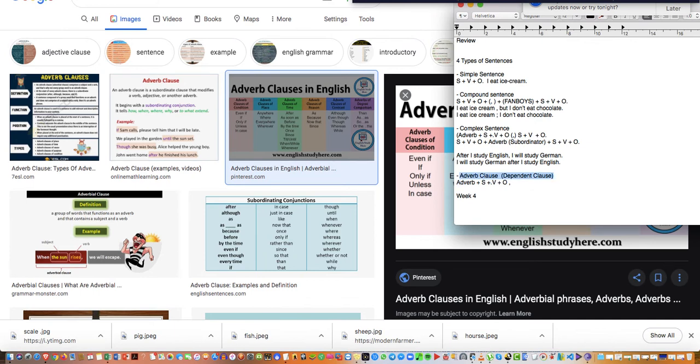The other name, which is the normal name that people use, is dependent clause. A dependent clause is a clause that cannot stand alone. When you say after I study English, it does not make sense unless you finish the sentence, right? A dependent clause cannot stand by itself, and an independent clause is a clause that stands by itself. For example, I eat ice cream. I don't need to explain because it is very clear.